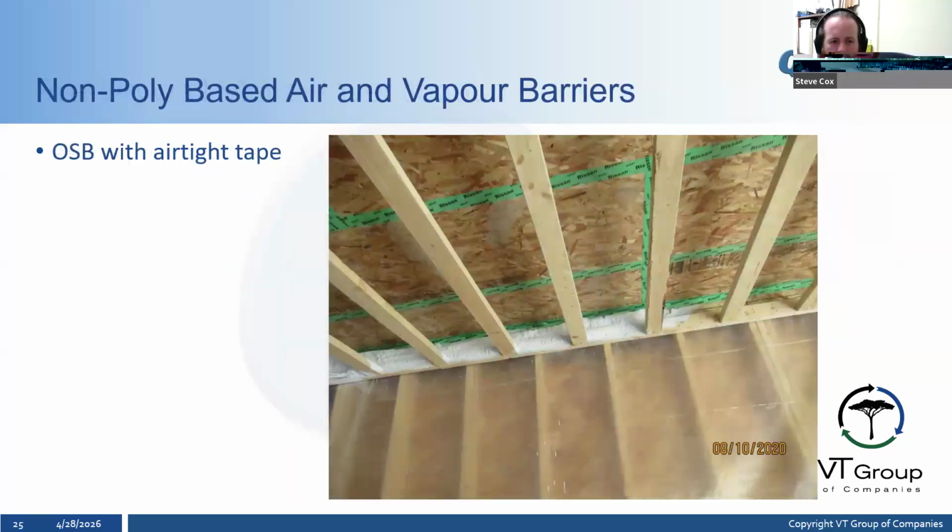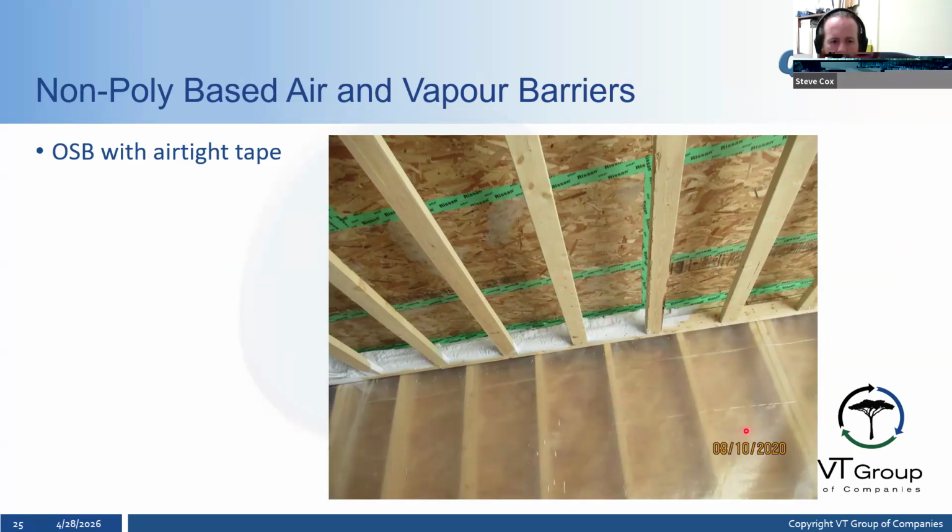A little bit about non-poly compliant air and vapor barriers. This one is a good Passive House one. Passive House likes to use the vapor retarder characteristics of the OSB, and tape it with an airtight tape around the joints. So that's what this one is.